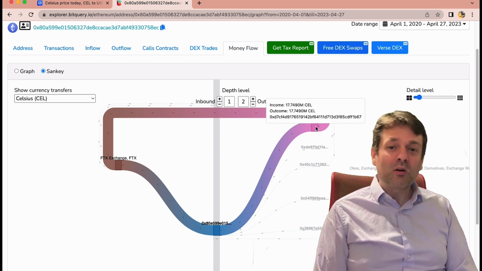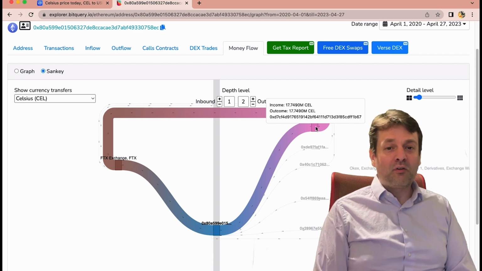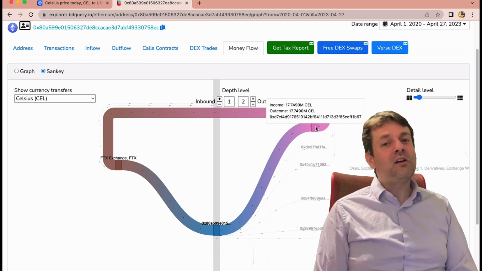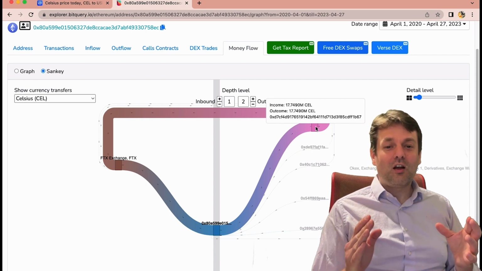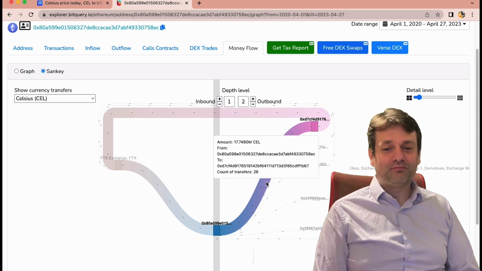And there is another member of the Short Squeeze, at least one, which I've been able to identify, but that will be for another episode. We're going to focus on this, in particular, Wallet F.